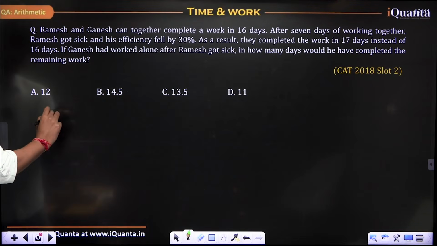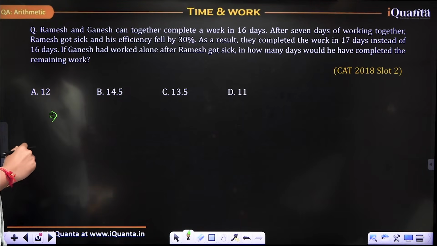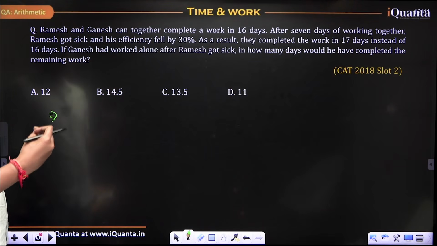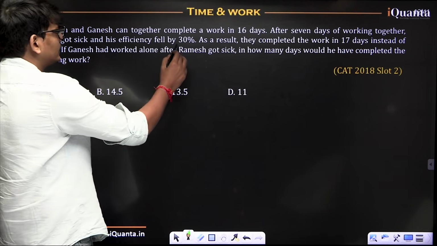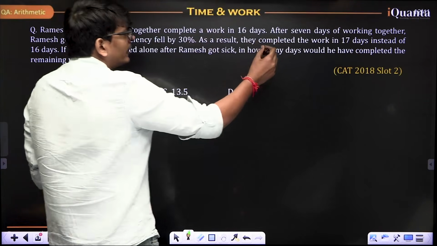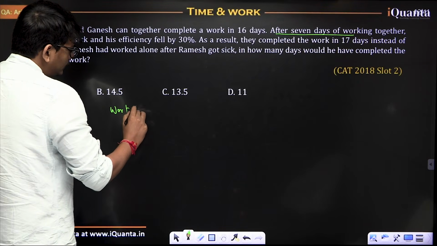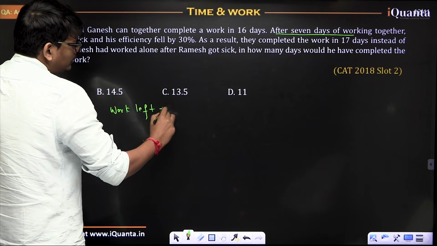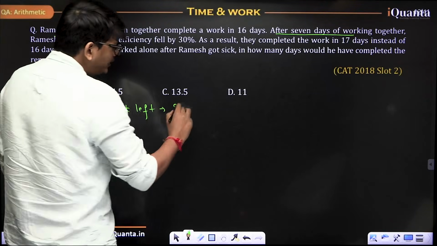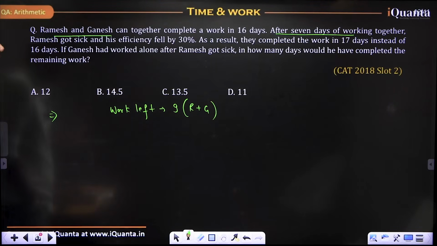Next. Ramesh and Ganesh can together complete a work in 16 days. After 7 days of working together, Ramesh got sick and his efficiency fell by 30%. So that means you can see 7 days of working together. So the work left is 9 days of these two persons together. So 9 into R plus G. This is your work left, right?